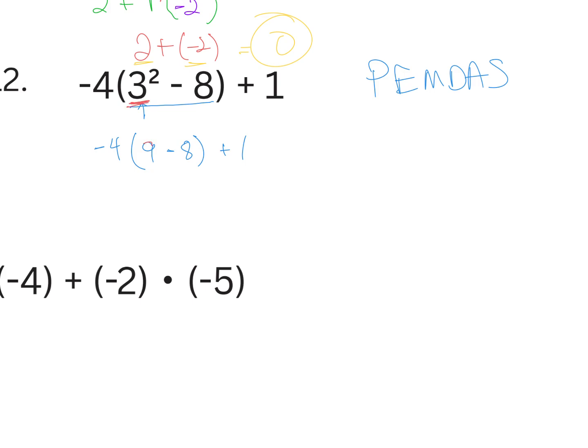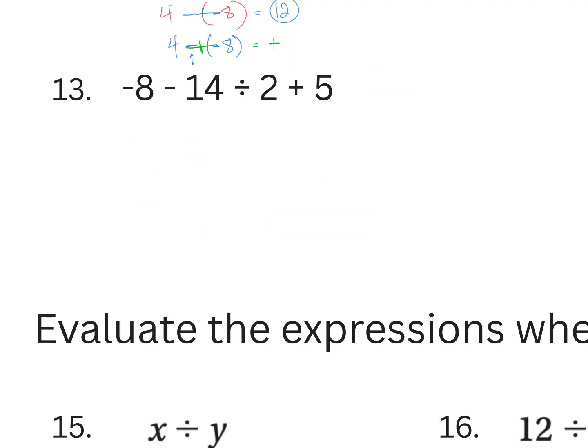This is 9, okay? And now I'm going to keep that negative 4 blue because I can do 9 minus 8 to get 1. I'm going to keep this plus 1 blue because we didn't do anything with it. But now negative 4 times 1 is negative 4. Plus 1 is negative 3.